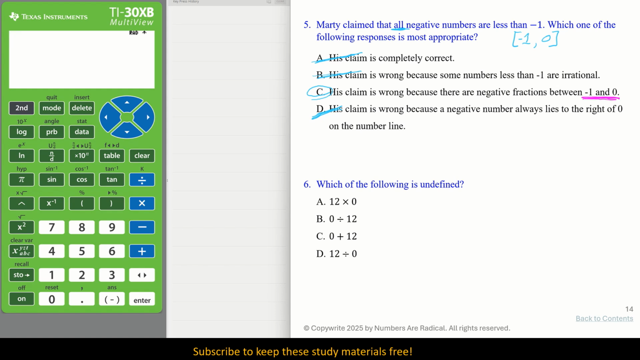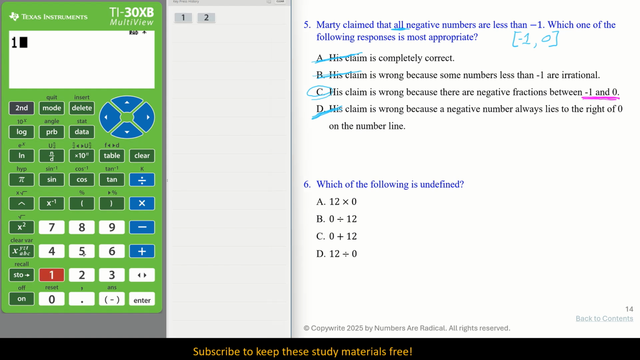Which of the following is undefined? Oh, we can put those in the calculator. If you're not sure, I see it. It jumps out at me. But you could go down the line and put each of those in the calculator until you get an error. Let's demonstrate. 12 times 0 is 0. That is defined, meaning you see it on your calculator. It has a value.